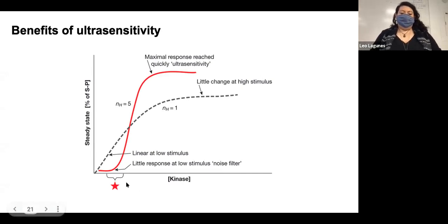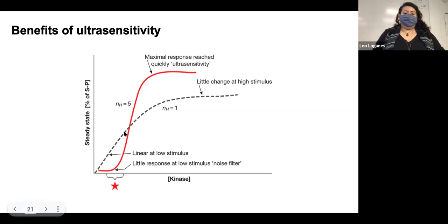Well, if we look at the Michaelis-Menten response in the dashed line here, which has a Hill coefficient of 1, if there's a little bit of change in, for example, kinase or the input, the protein is going to respond. It doesn't care how much there is. It's responding from the very beginning, because the initial velocity, which we had calculated, is always increasing.